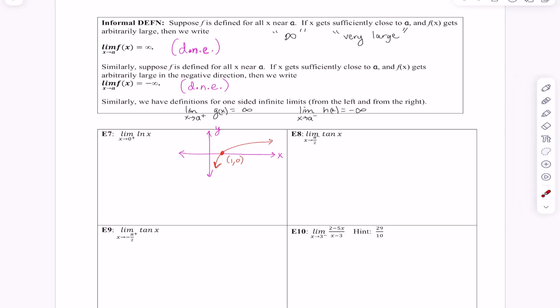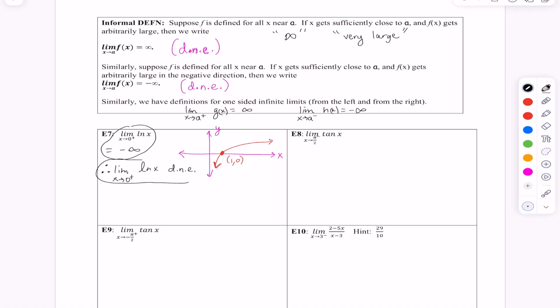Let's do that one more time. As x values approach 0 from the right, the corresponding y values are going to a concept. In fact, they're going to the concept called negative infinity. So that's one conclusion. Remember, we could draw secondary conclusions. The limit as x approaches 0 from the right of the natural log of x simply does not exist. So that's a secondary conclusion.